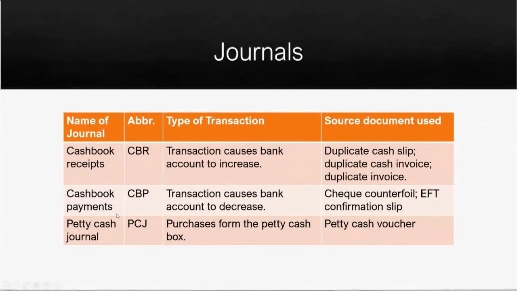The cash book payments, which is your CBP, is transactions that will result in your bank account decreasing. And the type of document you would see there is check counterfoils. Now this one is not used as often anymore, but we still explain it because of the fact that when you get to the second semester and we do bank reconciliations, it is good to know how a check works, because of the fact that those are generally one of the reconciling items.